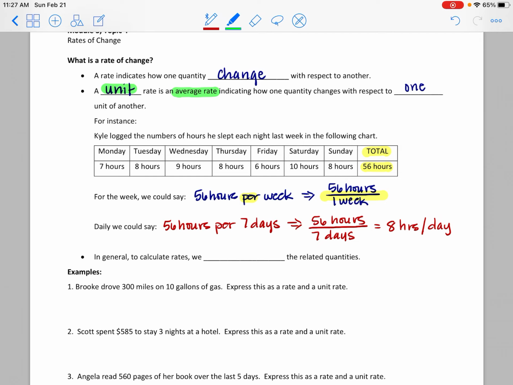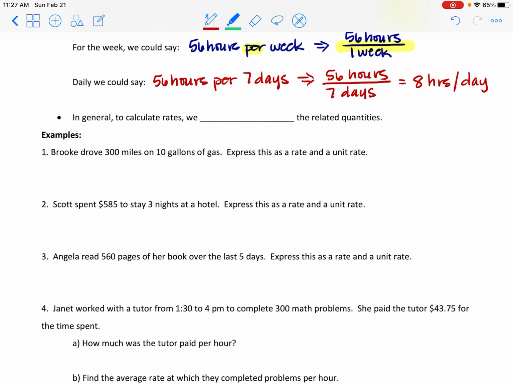But saying 56 hours for the week is still a rate. Saying 56 hours for 7 days is still a rate. When we average it out, even though we know he didn't sleep an exact 8 hours per day, that 8 hours per day average kind of represents that entire week. The general concept here when we're finding these rates is that we're looking at two quantities, and we're going to divide to figure out the actual rate of change between those two quantities.